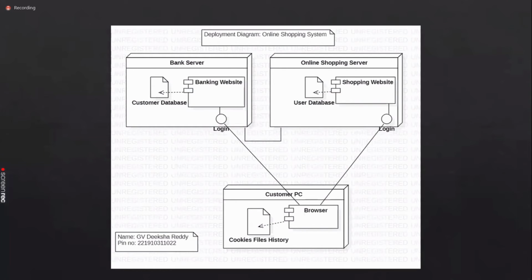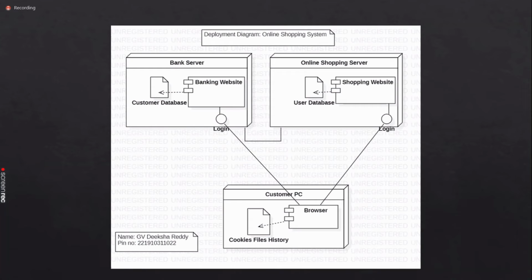Next, we have some internal components here. So we have a component called browser in the customer PC, which is a software component. Next, we have a component called shopping website in the online shopping server, which is an internal node again, and it is hosted in that particular server.